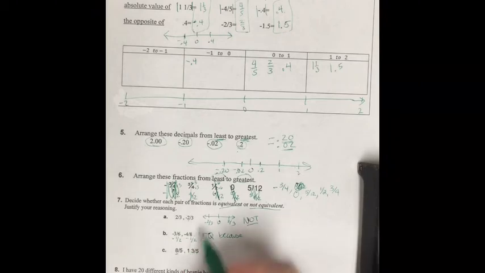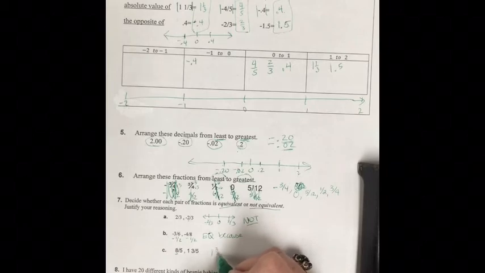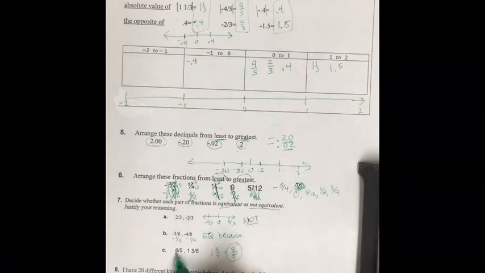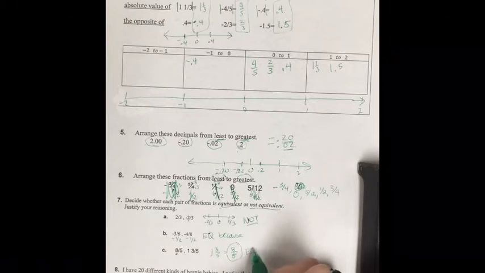So to change a mixed number, 1 3/5, into an improper fraction, I multiply 5 times 1 is 5, plus 3 is 8, and my denominator stays the same. So now I can see that 1 3/5 is equal to 8/5, which is the other fraction. So you could say, yes, these are equivalent because they're both equal to 8/5.